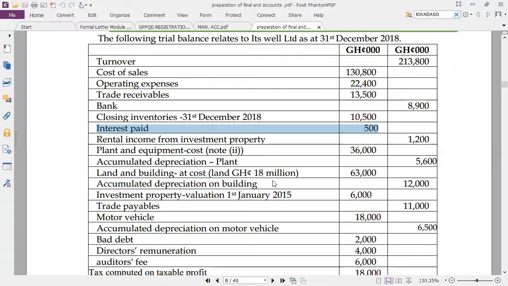We don't depreciate freehold land because it does not have an estimated useful life. You cannot determine it. You cannot say this land will last for 5 years. You will go and the land will still be there. Good. Accumulated depreciation on building, 12,000. Investment property valuation, 1st January 2018. Great.